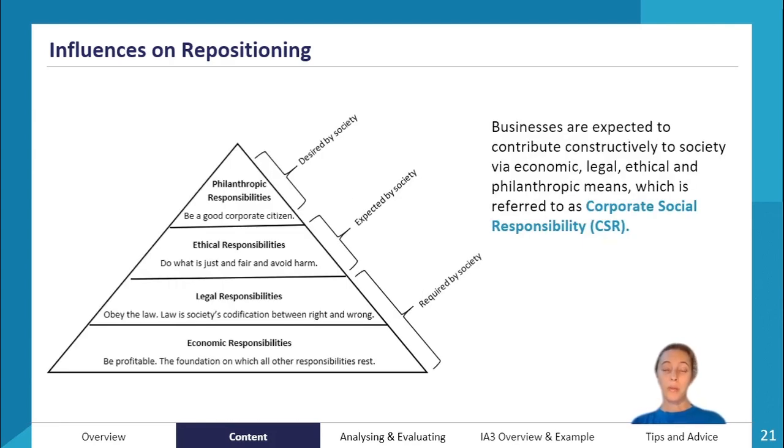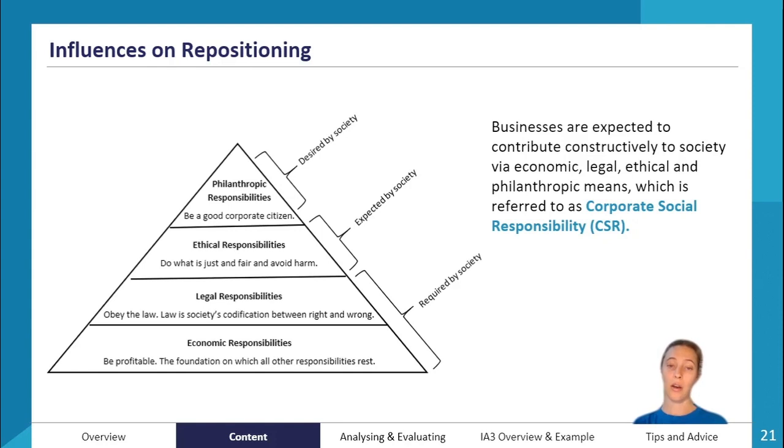So, corporate social responsibility, which we just mentioned then. This is the idea that businesses are expected to contribute constructively to society, and that can happen in multiple different ways: economic, legal, ethical, and philanthropic. And this is called corporate social responsibility. So oftentimes when people hear this, they probably think of philanthropy, so being a good corporate citizen, making donations, and all of those sorts of things. But it does have these other levels as well.